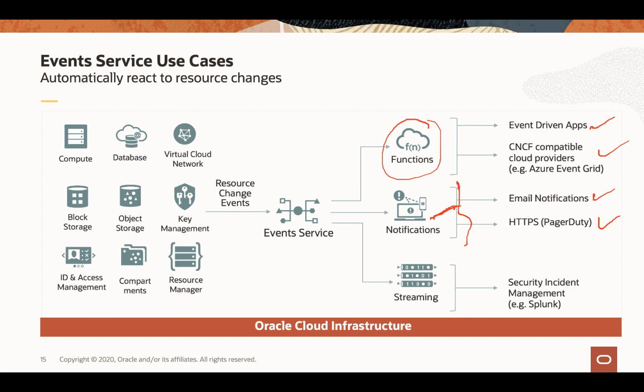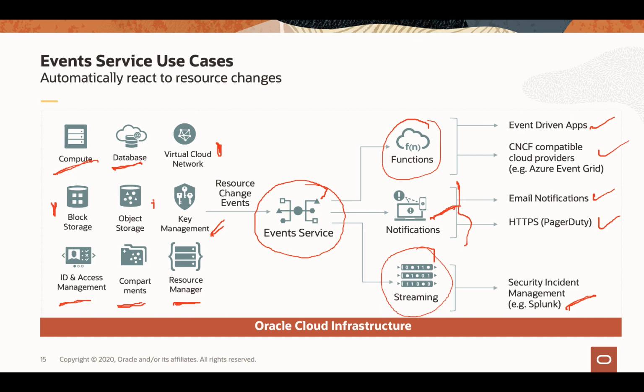And then you can send it to a stream. And for the stream, you can have, let's say, security incident management. Let's say you can send the data to Splunk. Okay, so that's about your event services. Send the events, and based on that, you are acting on it, using either notification services, FN services, or the streaming services. Okay, so it can support the compute services, the database, VCN services, block storage, object storage, key management, IAM, compartments, and the resource manager.